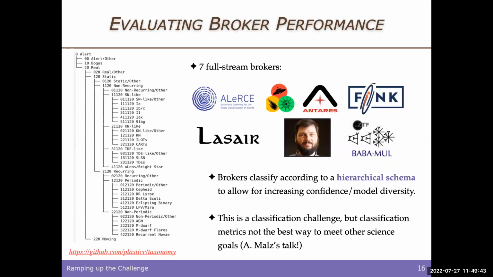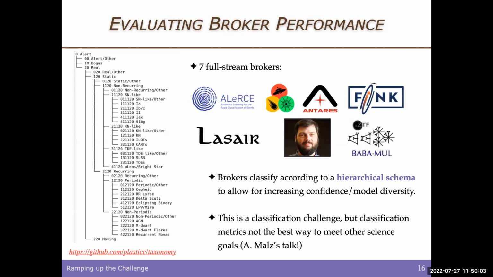Okay, and this is a classification challenge, so that's going to be the main metric by which we evaluate broker performance. There are 7 brokers that will be fed the full stream of LSST data. I couldn't find a Pitt Google logo, so that's not the logo, but that's just a picture of Michael Woodvasey.